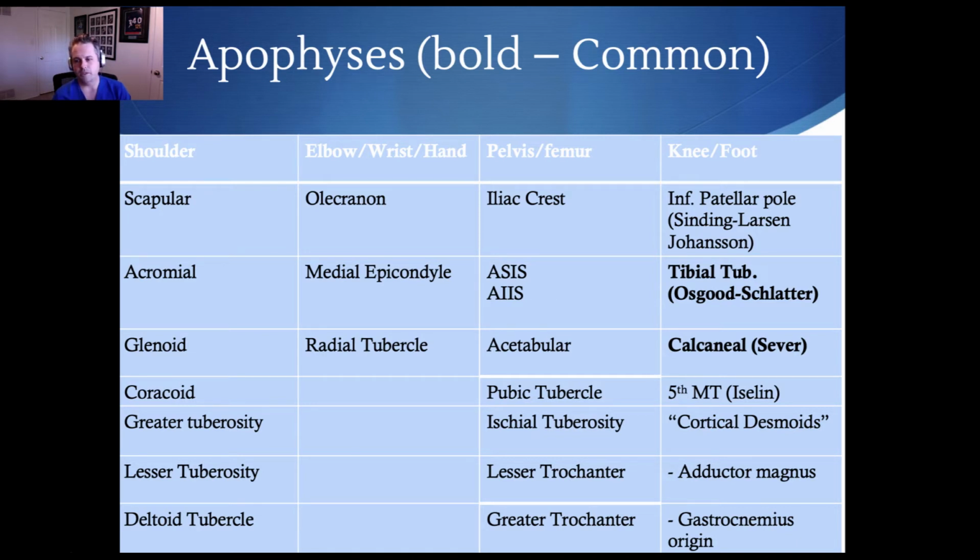I've bolded the two commonest, that most people are aware of: Osgood-Schlatter, at the tibial tuberosity, and Sever's, which is a calcaneal apophysitis. I've also attached the two cortical desmoids. Although you can get a fibro-osseous lesion, it's believed to be secondary to essentially chronic or acute traction of either the adductor magnus or gastrocnemius at their insertion points.